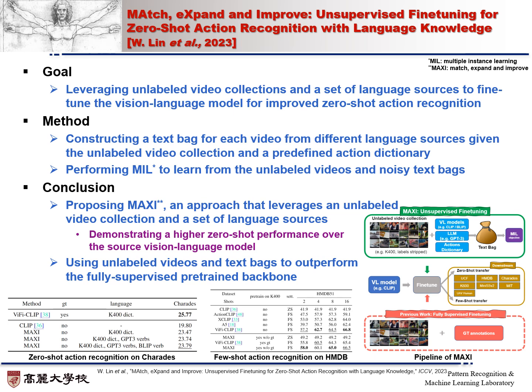Conclusion: they proposed MAXI, an approach that leverages a collection of unlabeled videos and a set of language sources, and demonstrated that it outperforms a pre-trained backbone in zero-shot and few-shot experiments. It is particularly noteworthy that it outperforms the supervised pre-trained backbone in very limited scenarios.